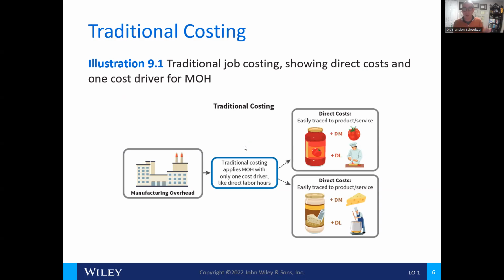In traditional job costing, we take the manufacturing overhead applied by one cost driver, such as direct labor hours, and we apply that single plant-wide rate of overhead to the direct costs, direct materials plus direct labor. Also, of course, it can be traced to services in that same concept.